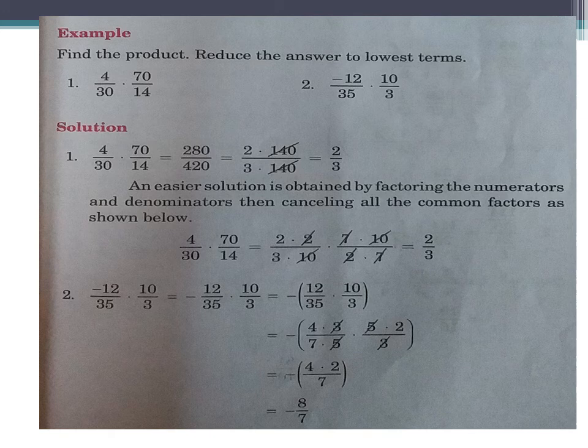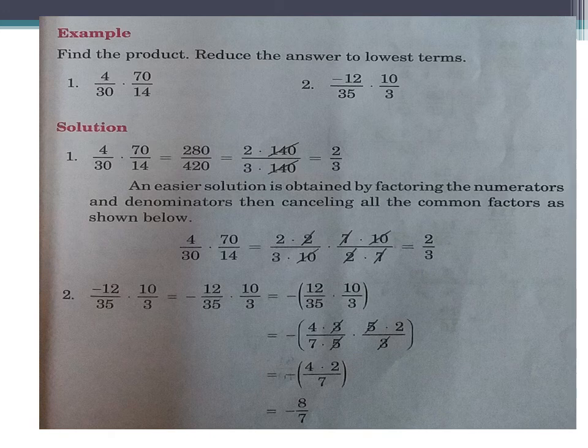So 2 times 140, that is 280. Then if we multiply 3 times 140, we have 420. So their common factor is 140. Now cancel out 140. So the answer is 2 over 3.